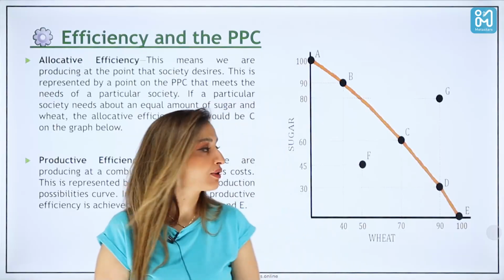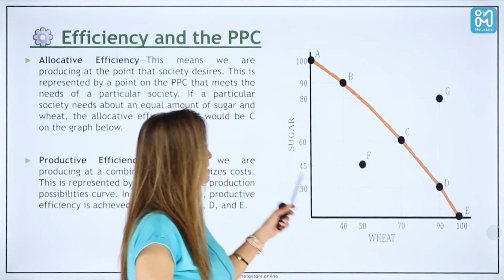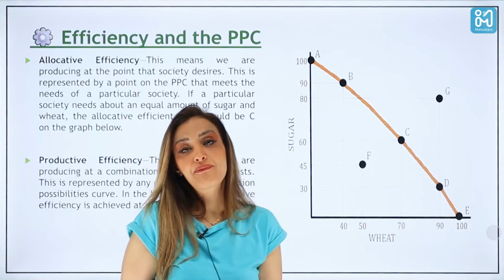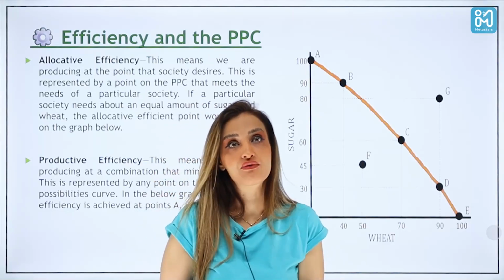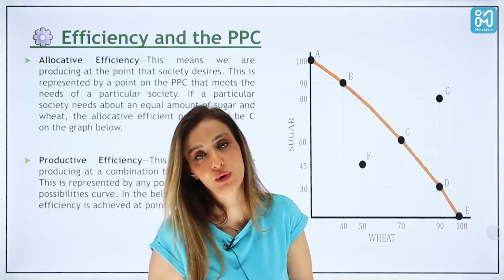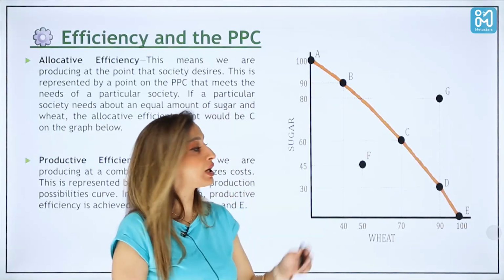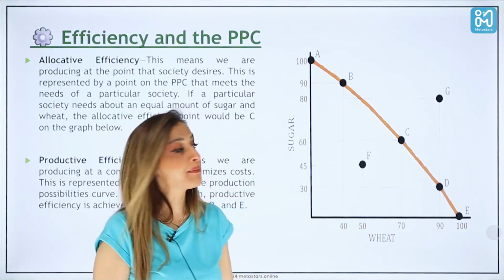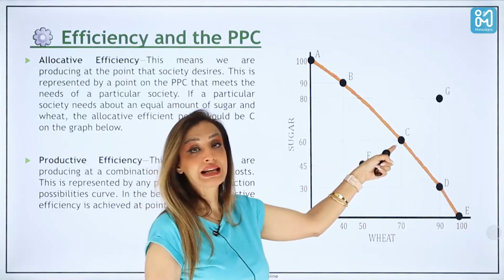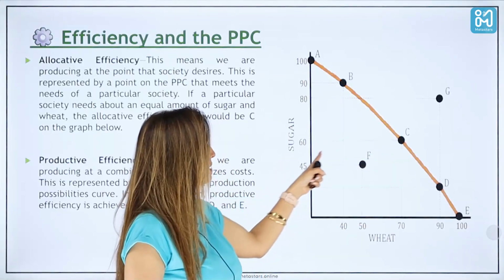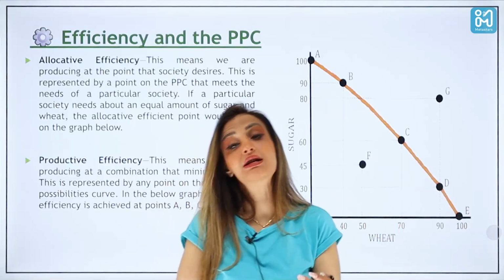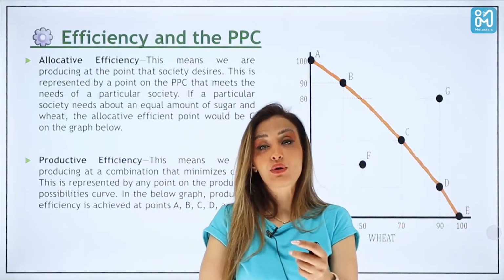For example, let's look at this graph. I have wheat and I have sugar. If my society requires an equal or about equal amount of wheat to sugar, that means my allocative efficiency point is going to be C, 60 to 70. It's about to be equal to each other.